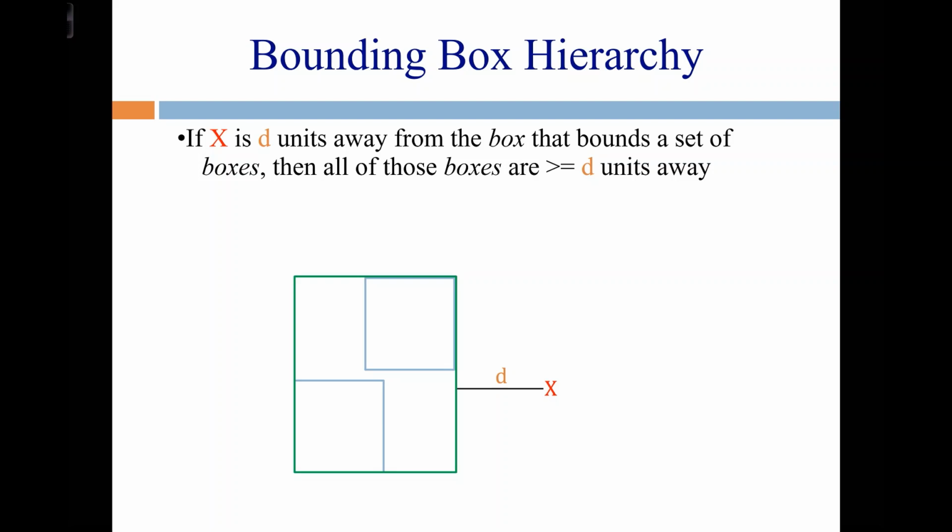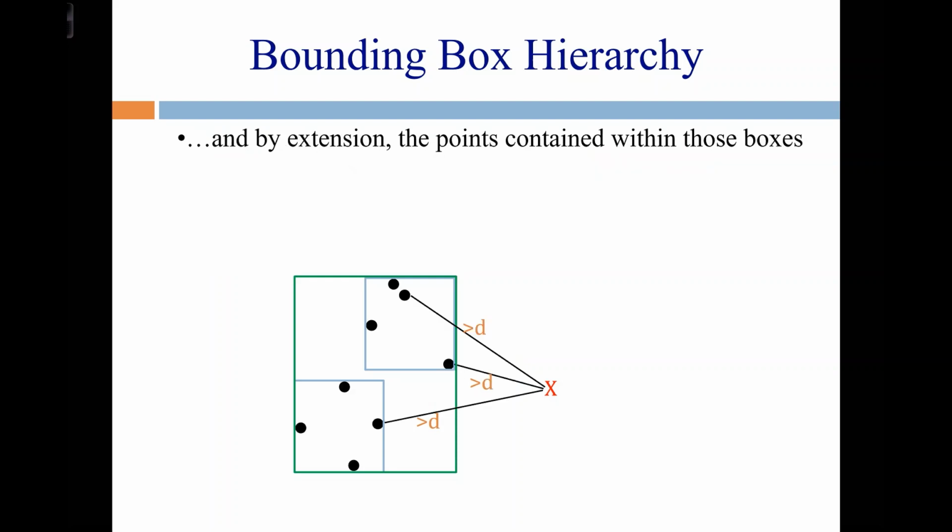If the distance between X and some box is D, then the distance between X and any box contained inside that bigger box is greater than or equal to D. And so the distance between X and the top blue box and X and the lower blue box is both greater than the distance between X and the green box. And by extension, the distance to any point inside those boxes is greater than the distance to the green box. So let's look at what this tells us.